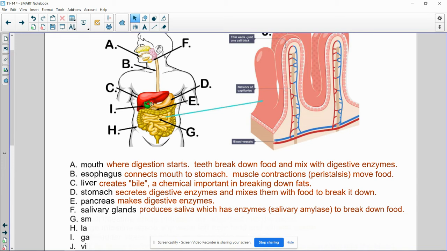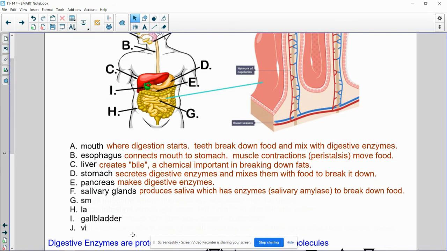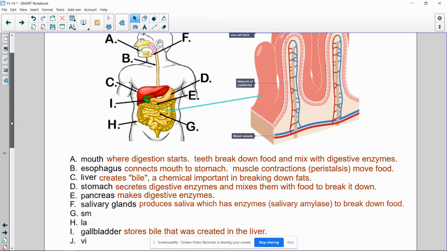Another little organ here, this green one, I, is the gallbladder. The purpose of the gallbladder is, after the bile is created in the liver, it is stored in the gallbladder before it is secreted into the stomach to break down fats.